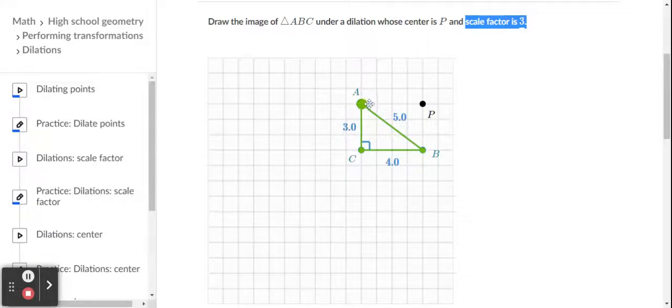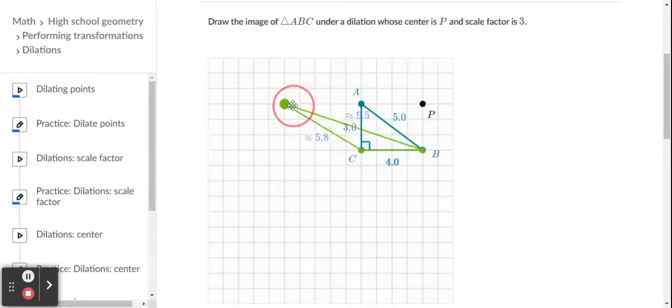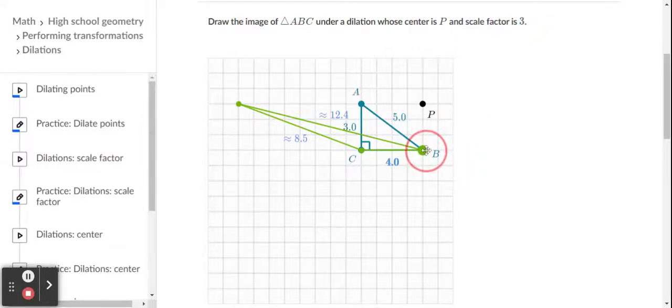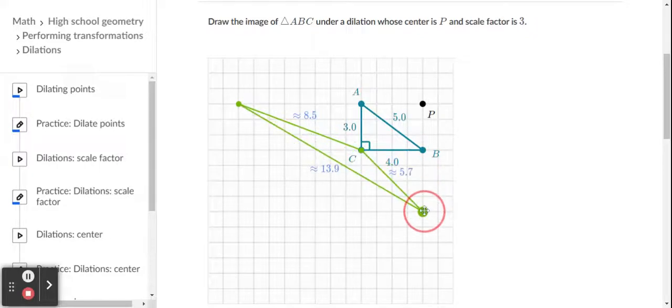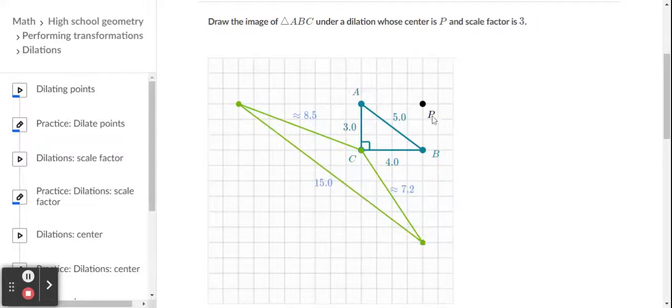Okay, so let's do A. That's kind of an easier one. A is 1, 2, 3, 4 units away from P right now. See where I'm getting that number? 4 units. Well, 4 times 3 is 12. So A now needs to be 12 units away. Okay, B right now from P to B is just 3 units. Well, 3 times 3 is 9. B prime needs to be 9 units away. 1, 2, 3, 4, 5, 6, 7, 8, 9.